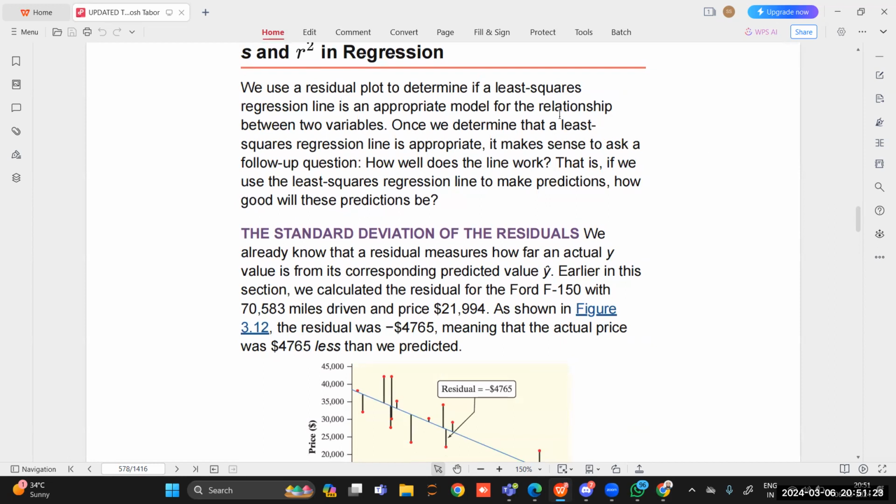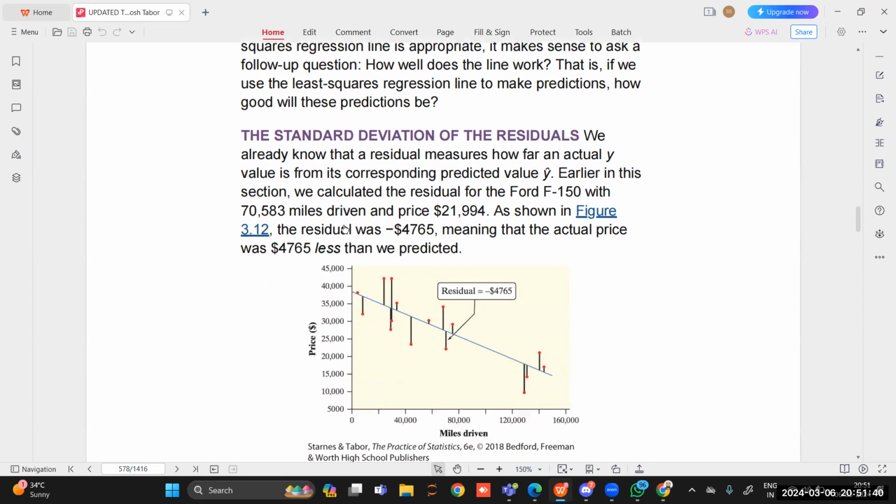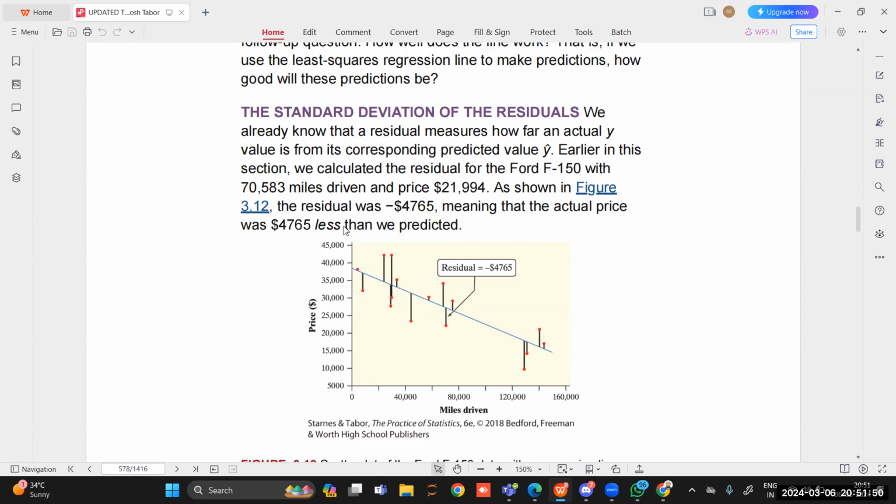Coefficient of determination. Yes. Once you determine that a least squares regression line is appropriate, it makes sense to ask a follow-up question: how well does the line work? That is, if we use the least squares regression line to make predictions, how good will these predictions be? What we were generally doing was plotting the least squares regression line because we wanted our predictions to be more accurate and more fine with our readings.